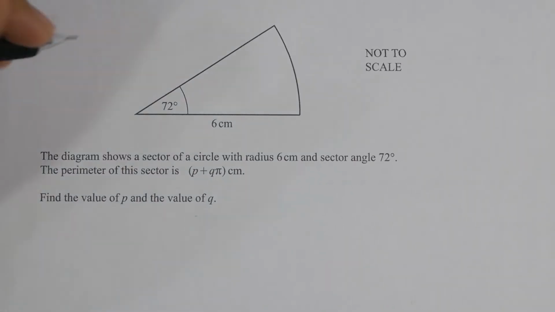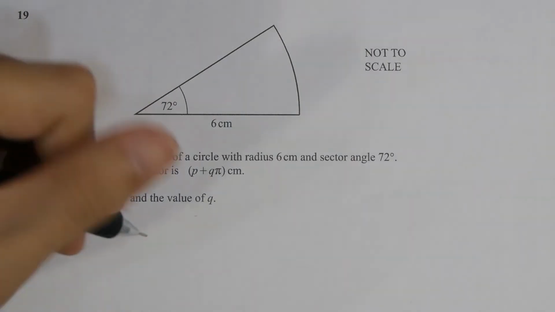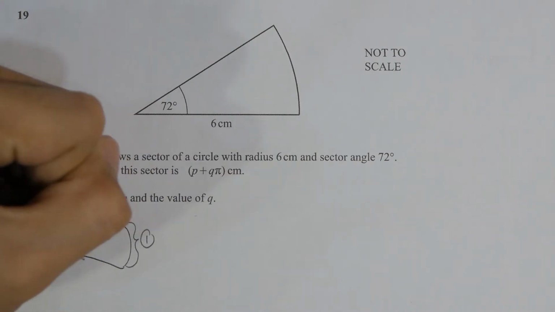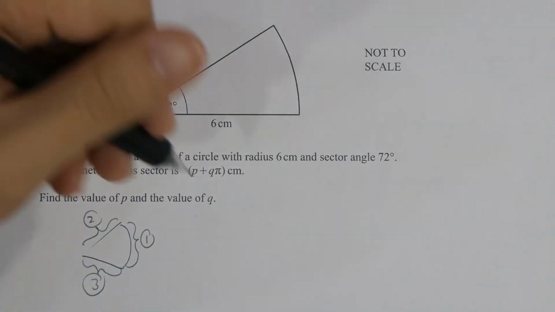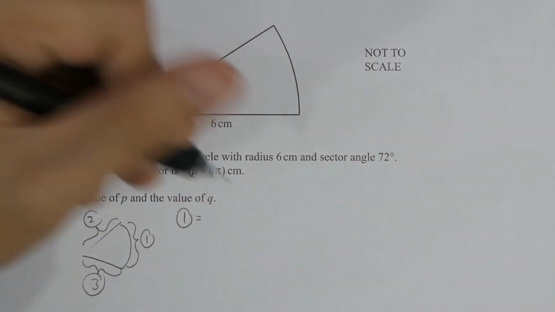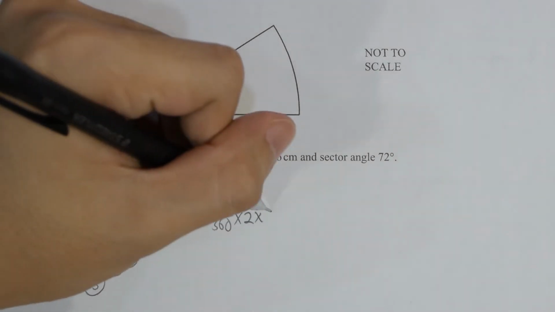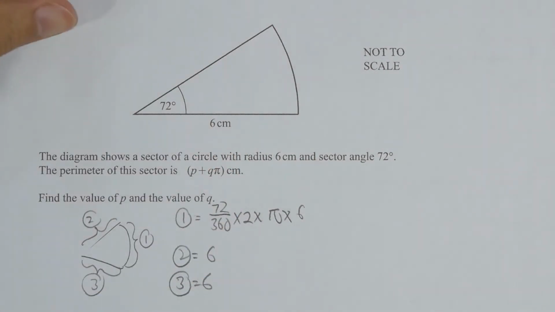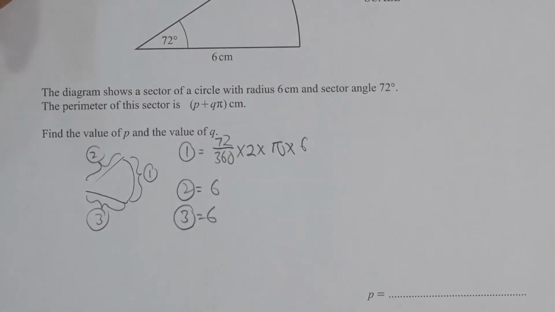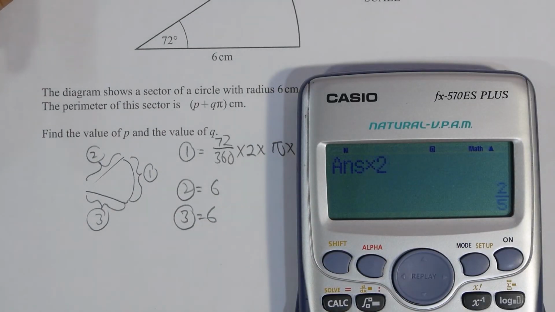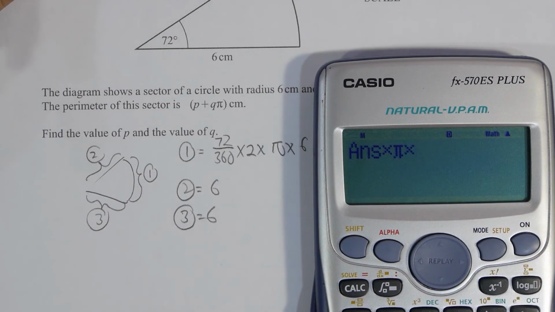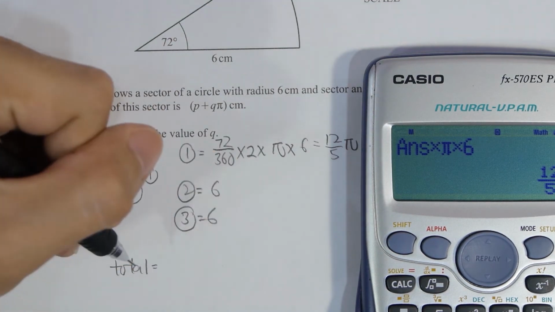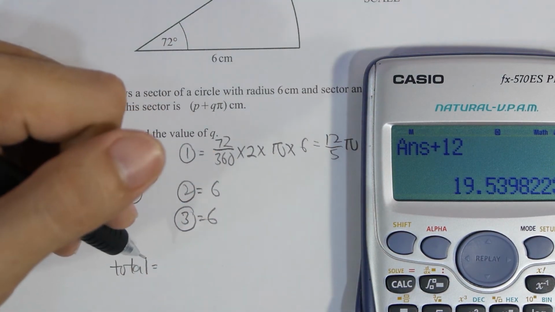For question 19, you're required to find the value of P and Q. Key thing to take note is that the perimeter is actually split into 3 parts. 2 and 3 are its radii, and part 1 will be the arc length. So to calculate the arc length, simply take 172 over 360 times 2 times pi and r, which is our radius. So results, add them all up, then you will get 12 over 5 pi plus 12. So your P will be 12 and your Q will be 12 over 5.